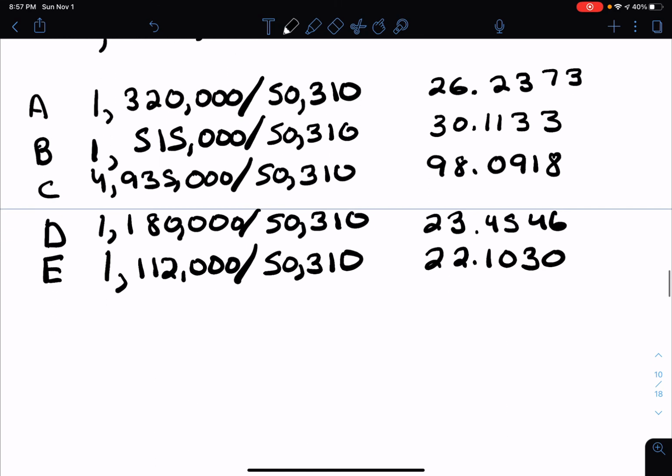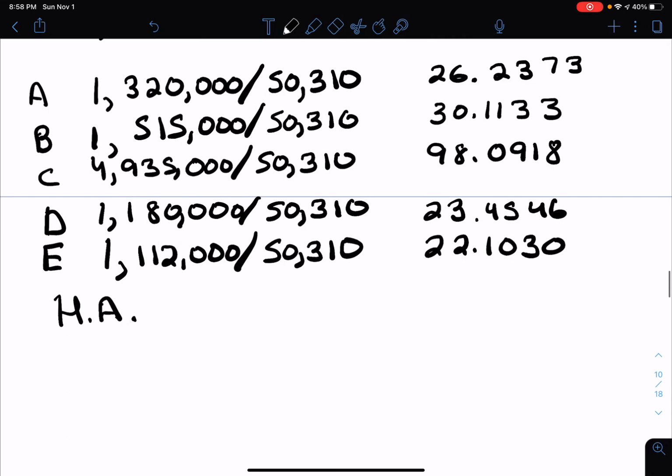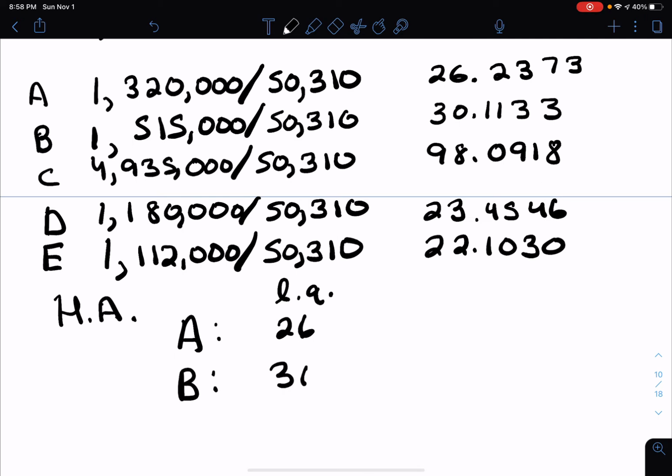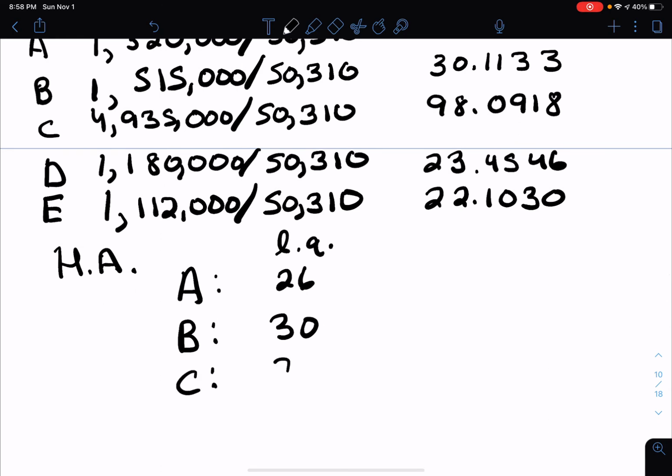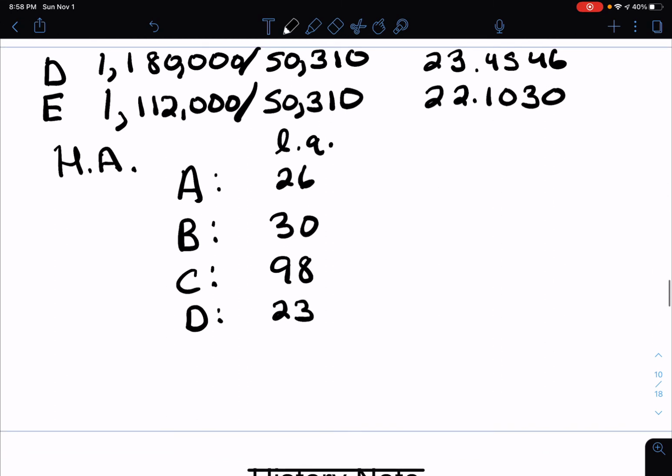Okay, so with Hamilton's method, I'm going to say HA for Hamilton's apportionment method. We would first just take those integer parts. That's what it means with doing the lower quota. Like for state A, 26.2373, the lower quota would be 26. For state B, the lower quota would be 30. For state C, it would be 98. For state D, it would be 23. And for state E, it would be 22. But when you add those up, they don't quite add up right.